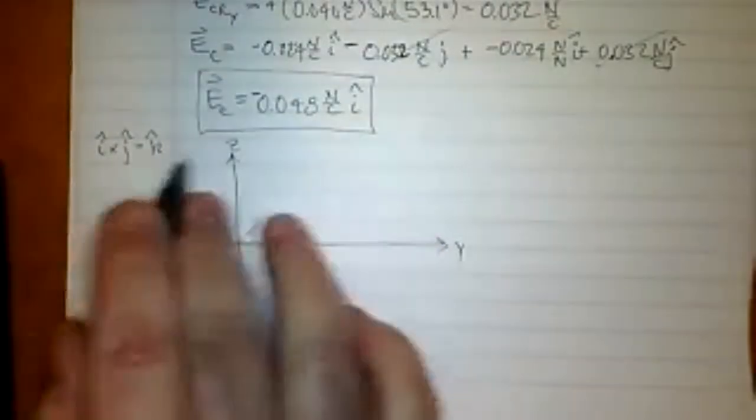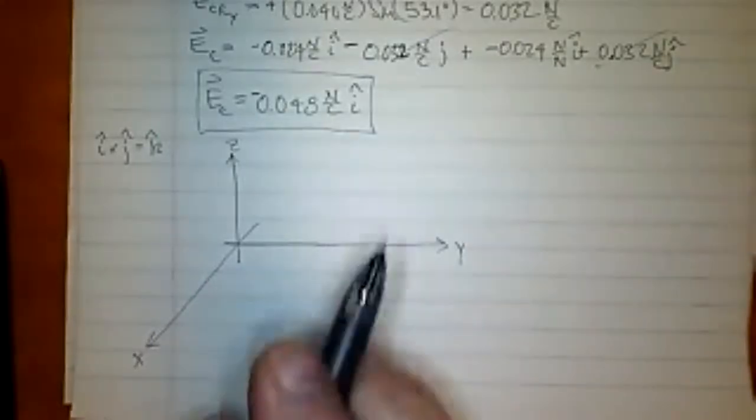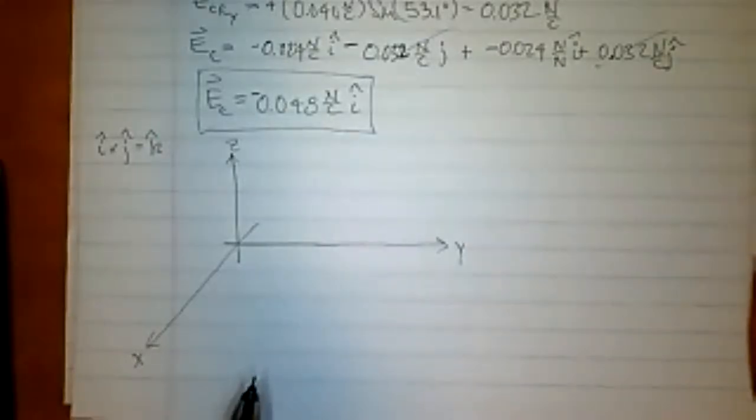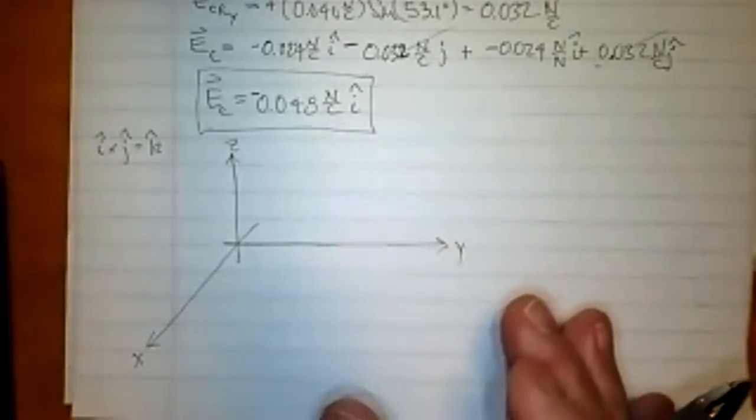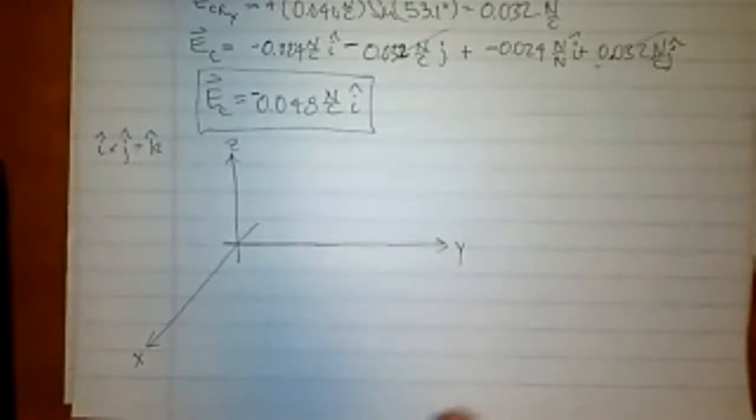Really, the crux of it is I hat cross j hat is equal to k hat. If it doesn't work out that way, if hopefully you remember cross products from last semester, then you've got a left-handed coordinate system. And that causes problems in mathematics. You can deal with it. It's okay to have a left-handed coordinate system. Just all our formulas are based on right-handed coordinate systems.